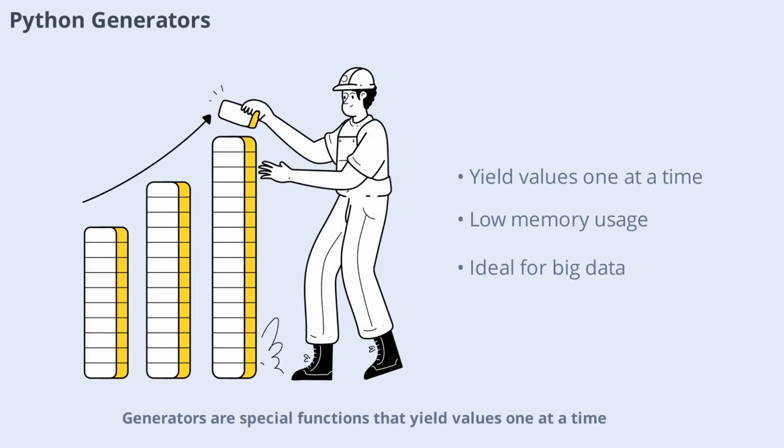Generators are special functions that yield values one at a time, pausing after each yield. They only keep one item in memory, making them perfect for processing big data. In AI, generators let you stream massive datasets like video frames without running out of RAM. This is a must-know for efficient data pipelines.